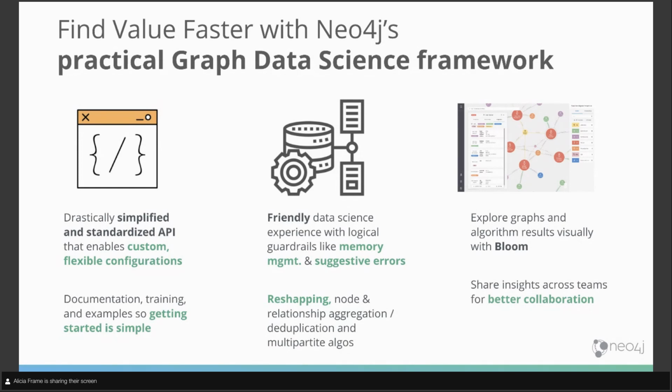And then finally, once you've done all your graph data science, you can explore graphs and algorithm results visually in Bloom and share those across teams. So it's not just one data scientist working in a silo. Bloom lets you work and collaborate for better insights.